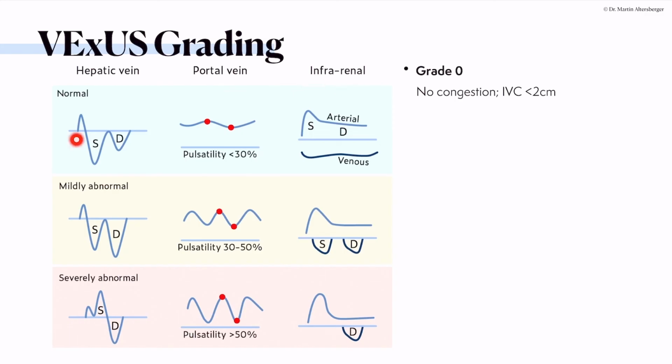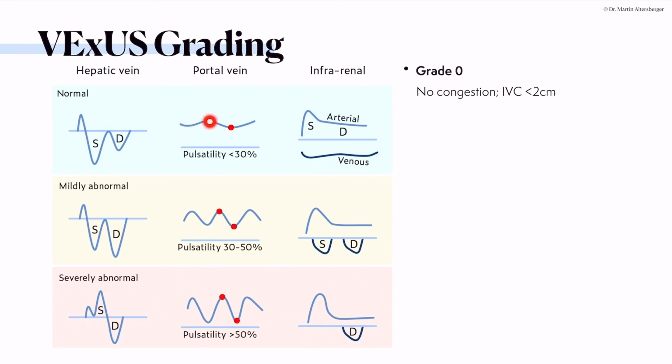And normal is this S wave and this D wave with the hepatic vein. If the D wave is then larger than the S wave, it's abnormal, but only mildly. And as we have seen before, if there's an S wave reversal, it is severely abnormal. This also is the case when there is, for example, a severe or even massive or torrential tricuspid regurgitation present.